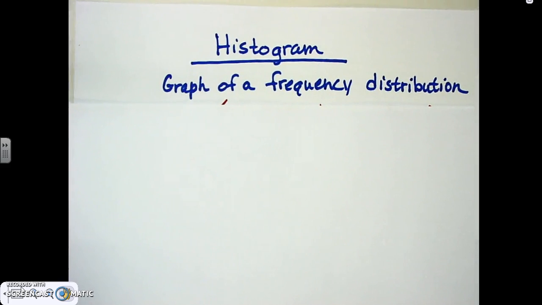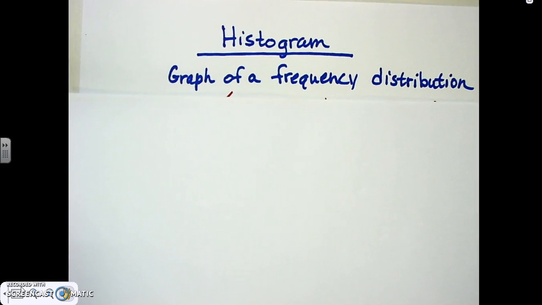a histogram is pretty much a graph of a frequency distribution. Some people will say it's something different, but this is pretty much what I'm going to say. Again, this is not a vocabulary word, so you don't have to write this down, well, you have to write it down for your notes purposes, but you don't have to memorize this and have it for a vocabulary quiz.